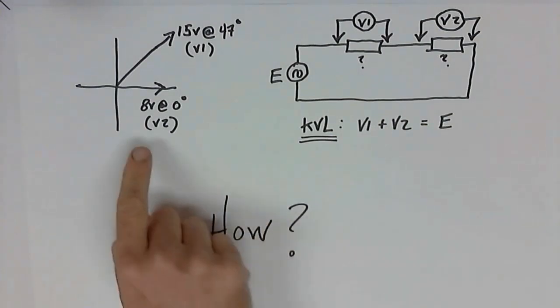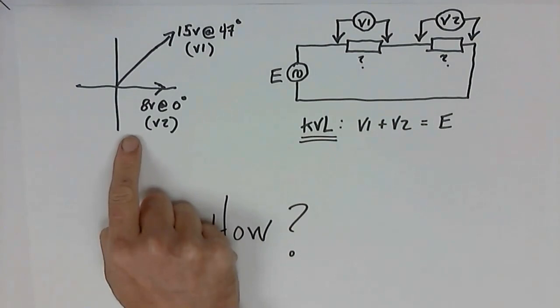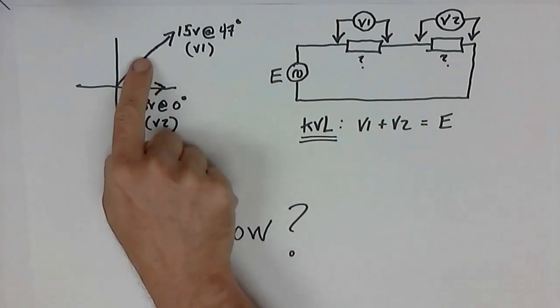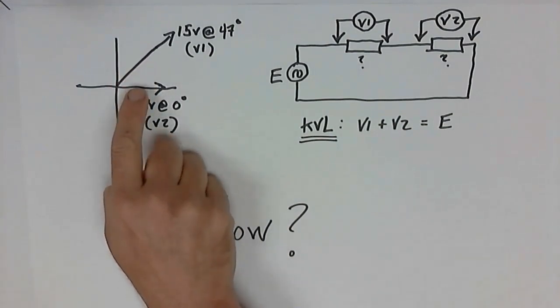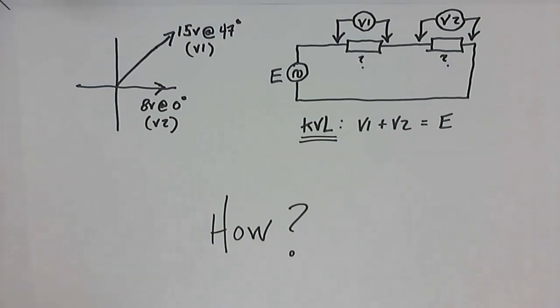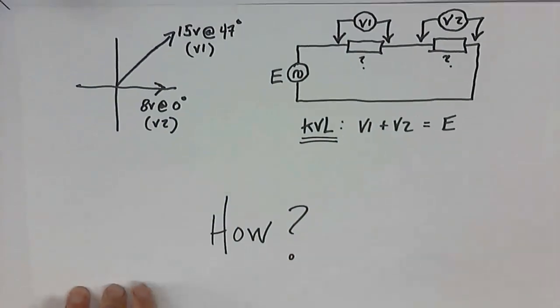Now, in an alternating current circuit where there is a displacement of time between two or more phasors, that will have an effect on how they must be added. You must take into account that phase shift between the two voltages. Now, how is that going to be done? Great question. Let's take a look.